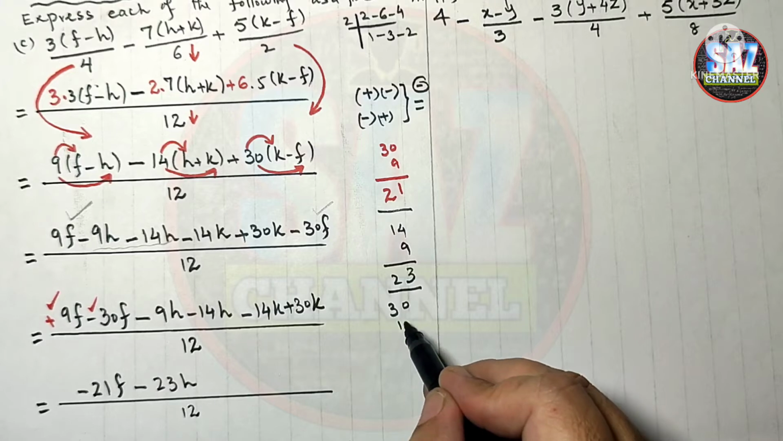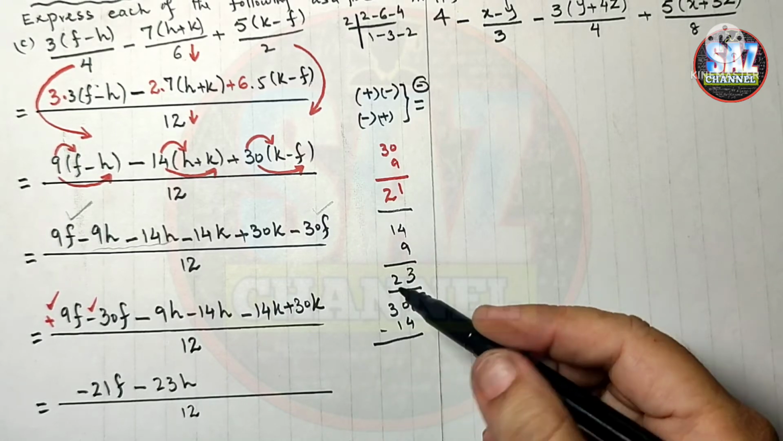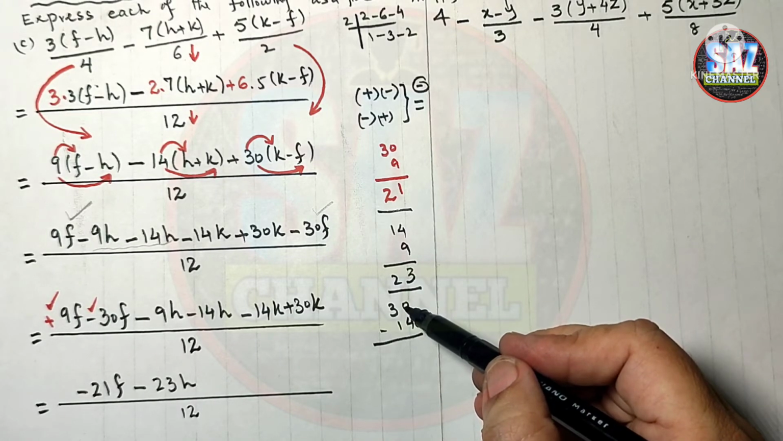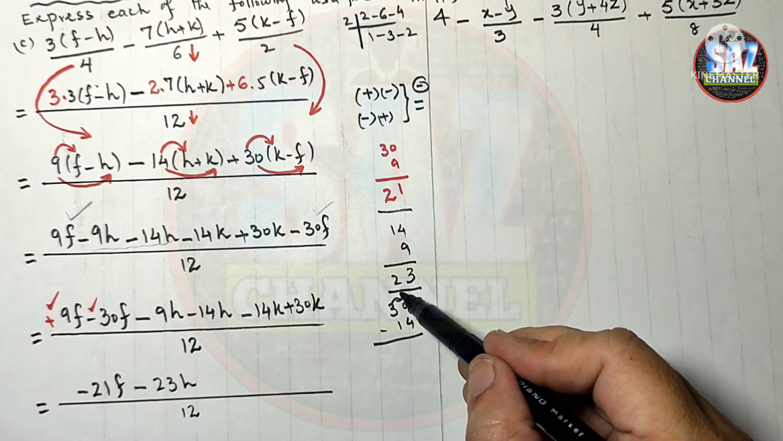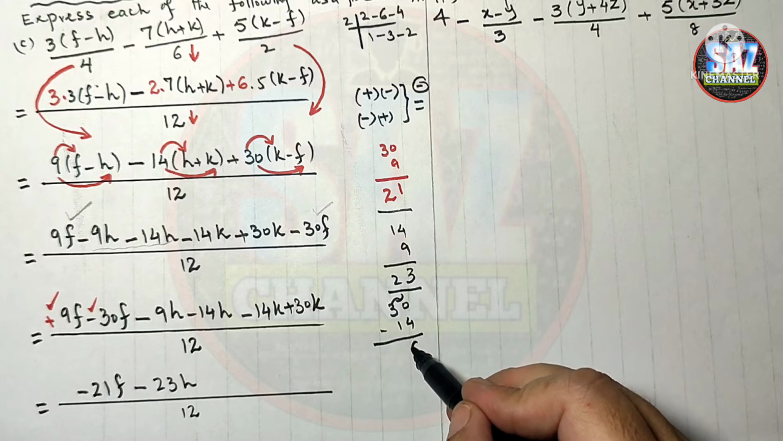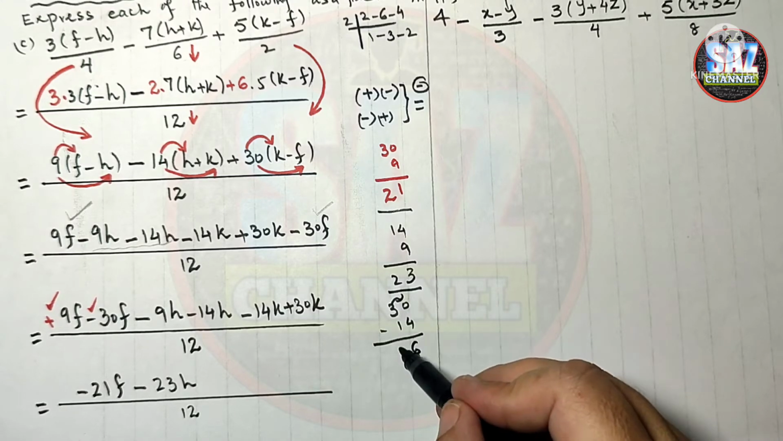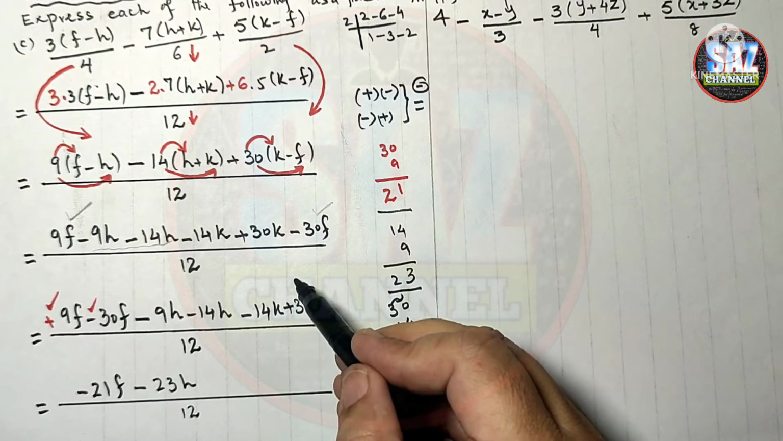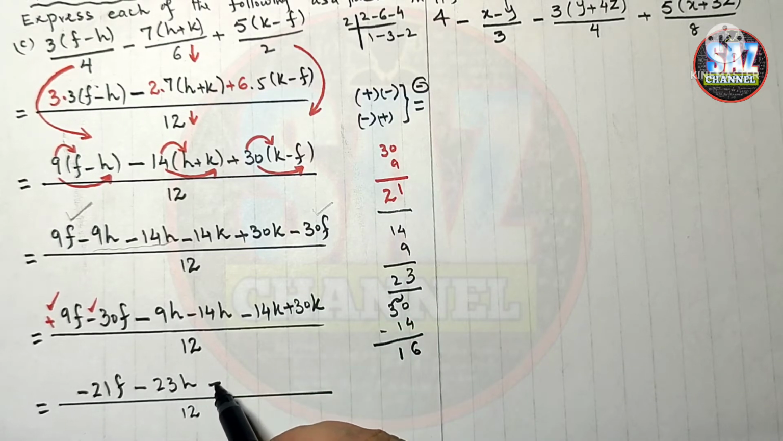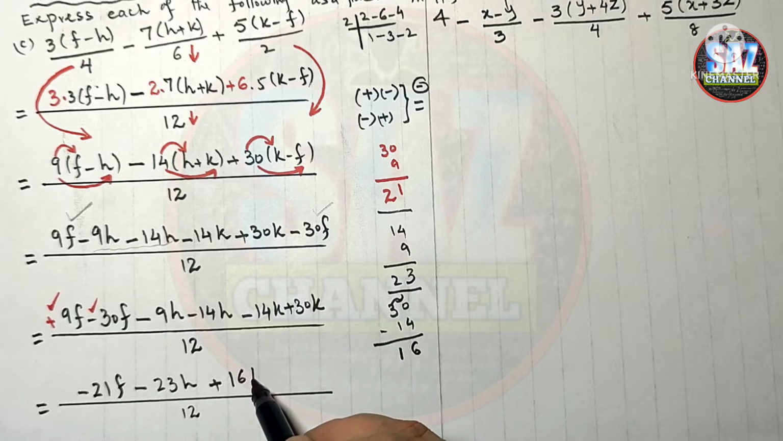30 minus 14, I have to take away 14 from 30. 10 minus 4, I cannot subtract 4 from 0. So, I have to take 1 from here. 10 minus 4 is 6, and here I am left with 1. And now look carefully, 30 is the bigger term, it has a positive sign. So, it will be plus 16k.